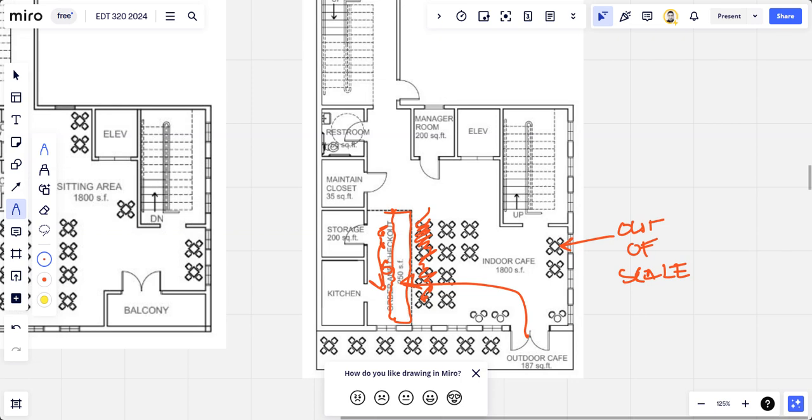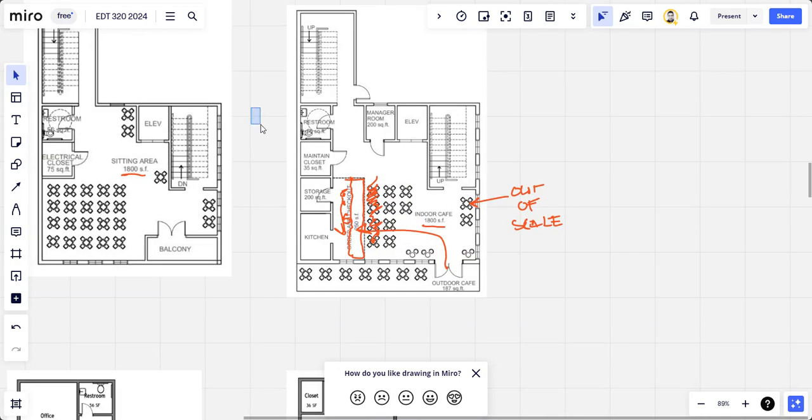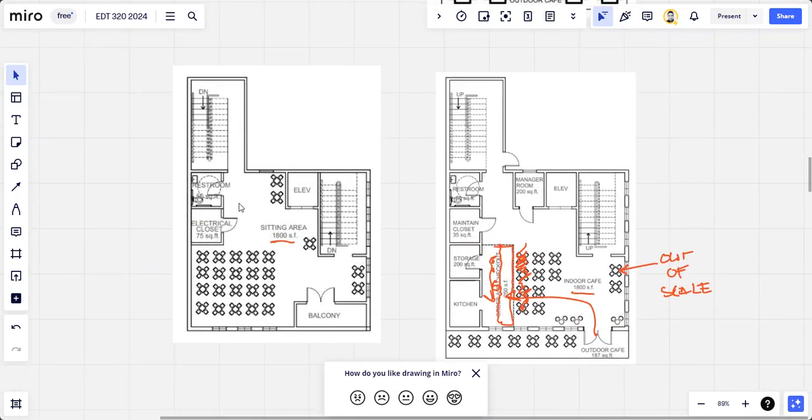Now you're saying that this is 1800 and this is 1800 here. I doubt that it's 1800. So maybe you need to check your areas because you wouldn't have 1800 here and 1800 here. All right, so double check your areas because it doesn't look like it's correct. You put your elevator here. The elevators have thicker walls here. So not the same thickness as the other walls.